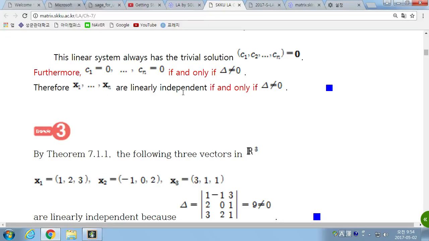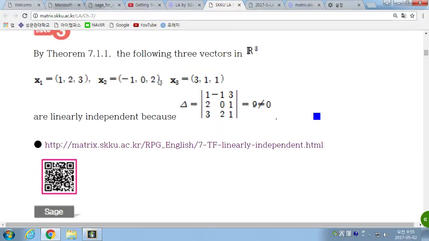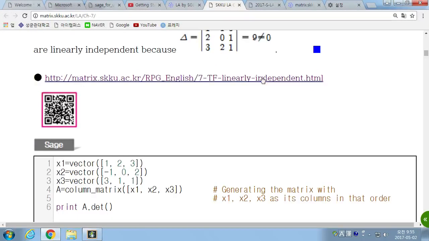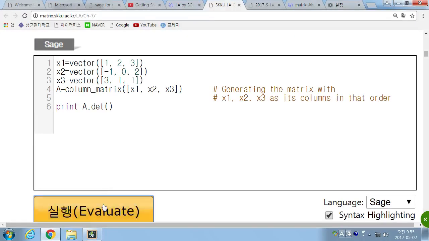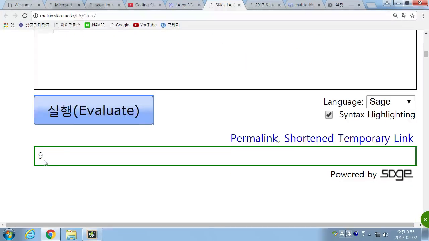Okay. If and only if. If it's linearly independent, then definitely the determinant should be nonzero. So if you have 3 vectors in R3, then you can easily show whether they are linearly independent or not.